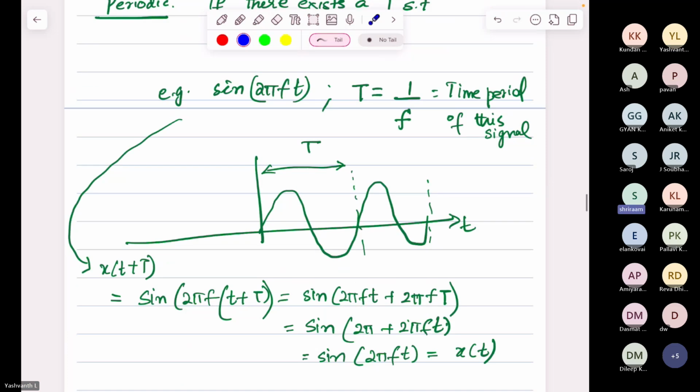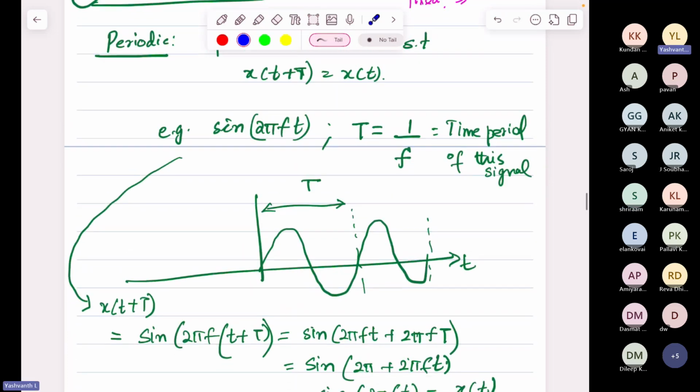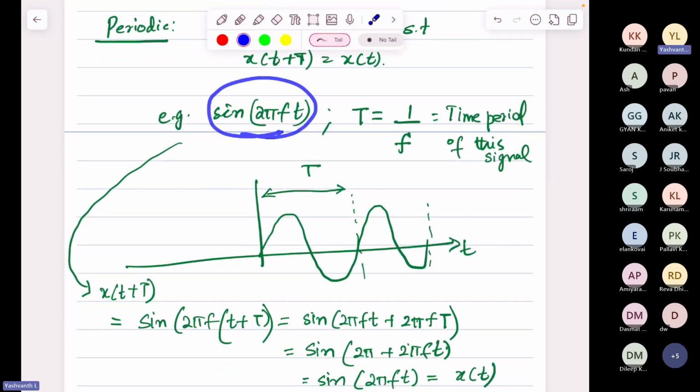Okay. Just as an example, if you take sine 2 pi ft and call it x of t, and you evaluate x of t plus capital T, that is the same as sine 2 pi f of t plus capital T.